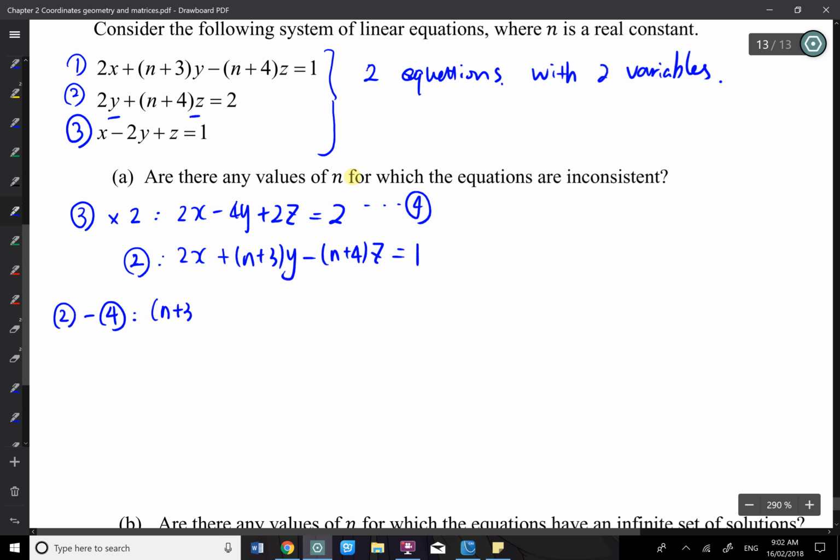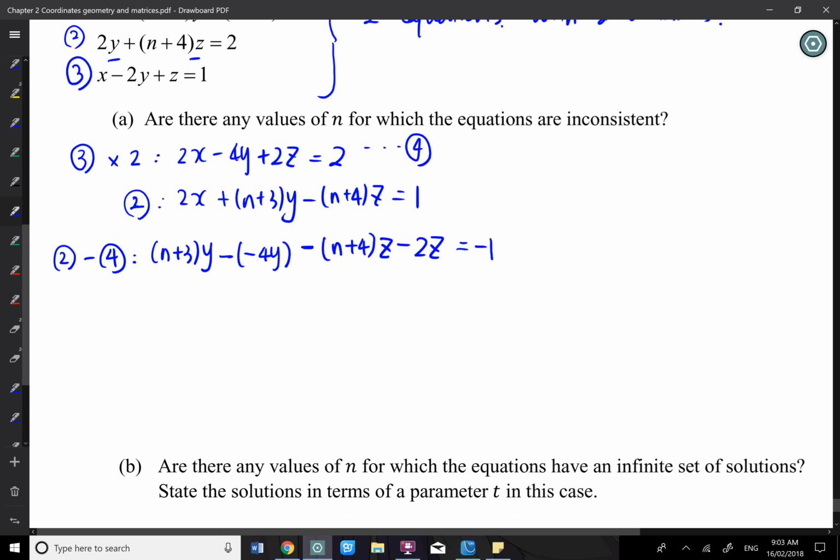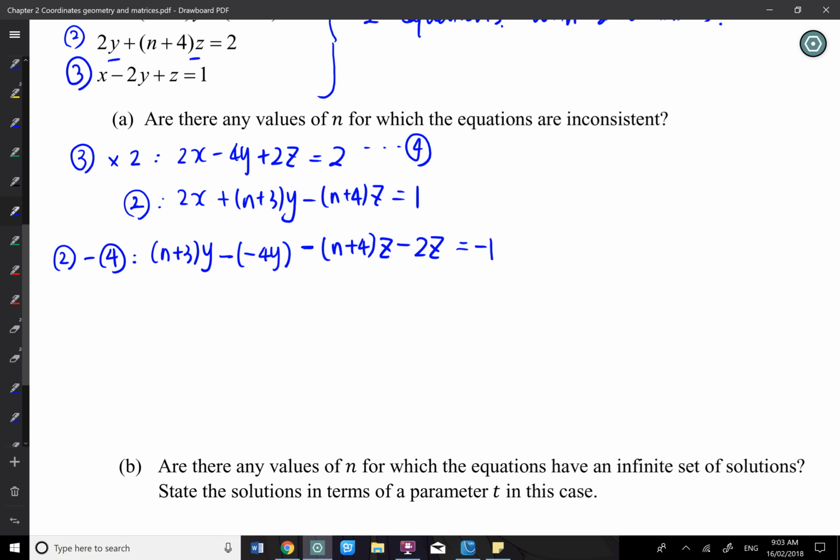n plus 3y minus negative 4y minus n plus 4z minus 2z equals minus 1. Okay, so 2x and 2x cancel, n plus 3y minus the negative 4y, and z equals 1 minus 2, which is negative 1. So just subtract them and rearrange that.